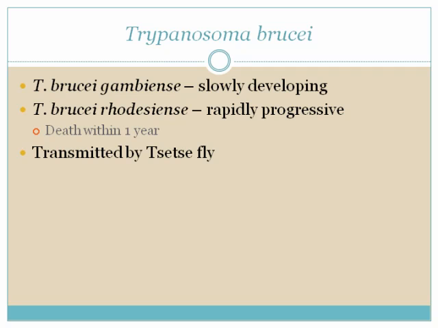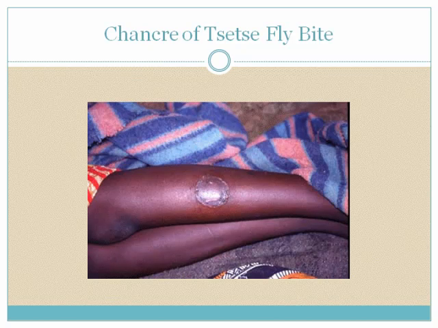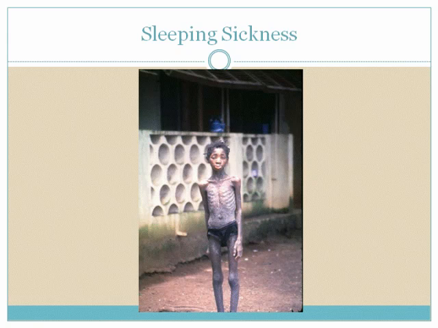Trypanosoma brucei gambiense is very slow developing versus rhodesiense, which is pretty rapidly progressive. Patients with this organism can be dead within a year. This is transmitted by the tsetse fly. You can see here a chancre caused by the tsetse fly bite. And here we have a patient that's wasting away from sleeping sickness.